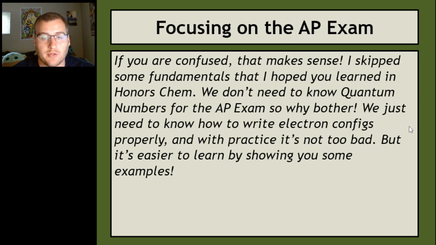Okay, real quick before we do it, like I said, if you were confused, that makes sense. I skipped some fundamentals that I hoped you learned in Honors Chem. We don't need to know quantum numbers for the AP exam at all. None of that will be asked on the exam, so we're not going to bother. The only reason we teach quantum numbers in Honors Chem is because it helps understand electron configurations more. All we need to know is how to write the electron configurations, which, if you just remember the shortcuts, is a lot easier than knowing why. Okay? With practice, I think you'll get it, but it's easier to learn with some examples for sure.